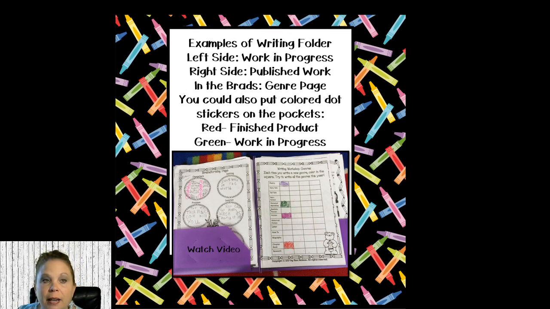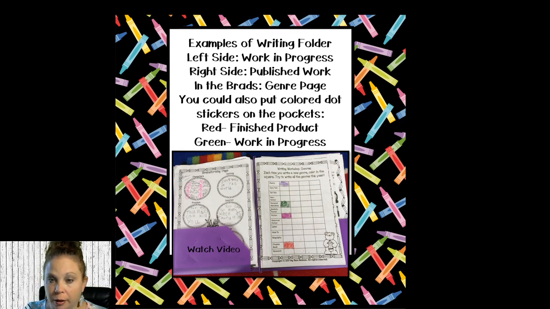On the left side is the work in progress. So everything that they're still working on, they leave on the left side. And the right side is where they put their published work. You can mark these with colored dot stickers if you want to, the green on the left and the red on the right side. And the brads in the middle, they have a genre page. This genre page is really special because it keeps track of how many different genres the students have written throughout the whole year.